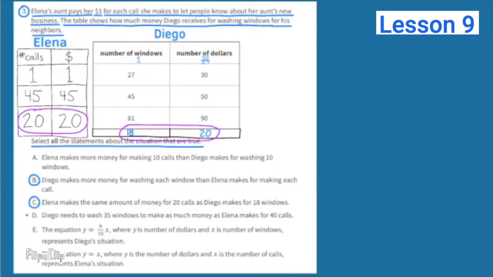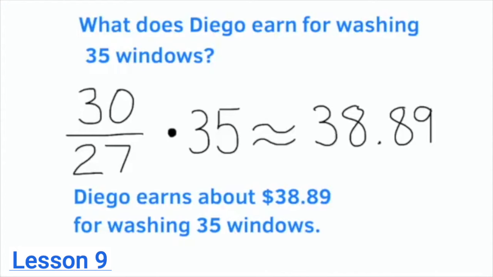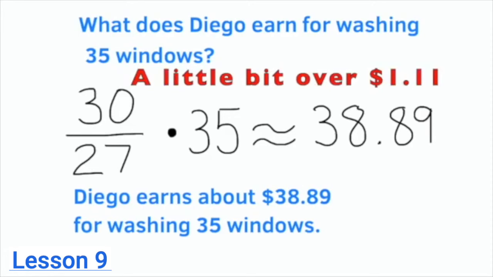Statement D. Diego needs to wash 35 windows to make as much money as Elena makes for 40 phone calls. Elena makes $40 for making 40 phone calls. What does Diego earn for washing 35 windows? Diego gets paid 30 over 27 per window. So 30 over 27 times 35 equals approximately $38.89. In case you're wondering, 30 over 27 or 30 divided by 27 equals just a little bit over $1.11.